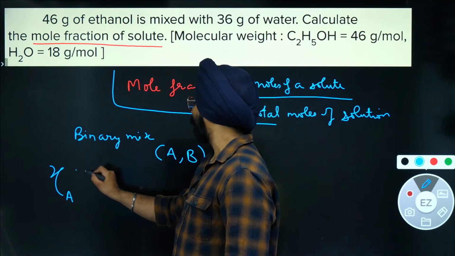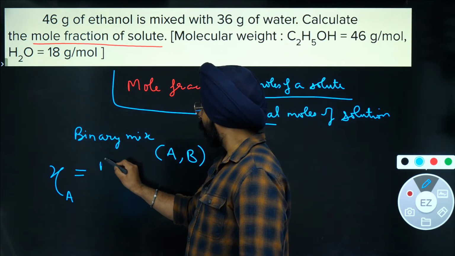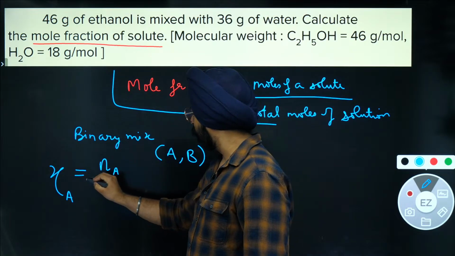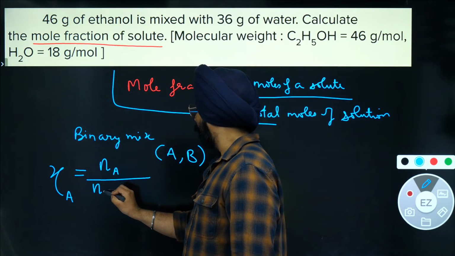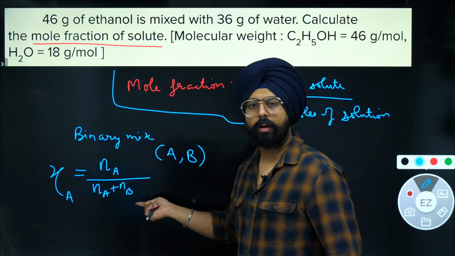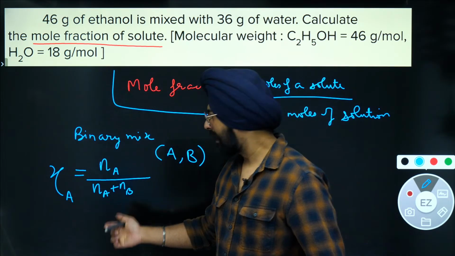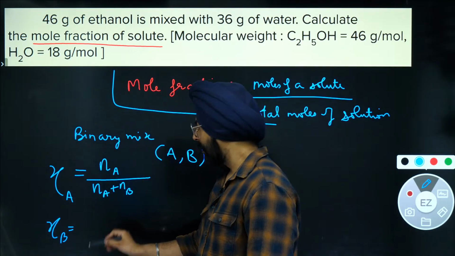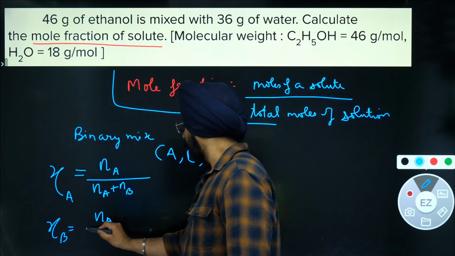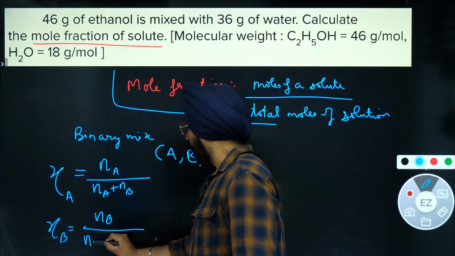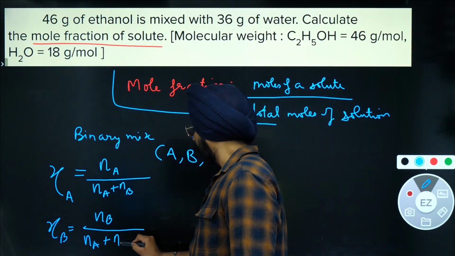Anyway, so chi of A is equal to the number of moles of A, the small n subscript A represents the number of moles of A, divided by the number of moles of A plus the number of moles of B. This is the total number of moles. Similarly, chi of B will be written as the number of moles of B divided by the total number of moles.